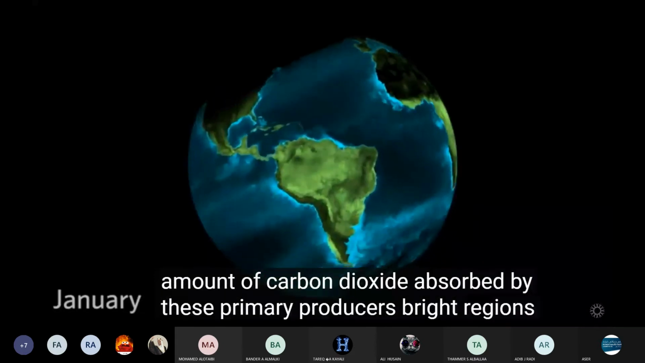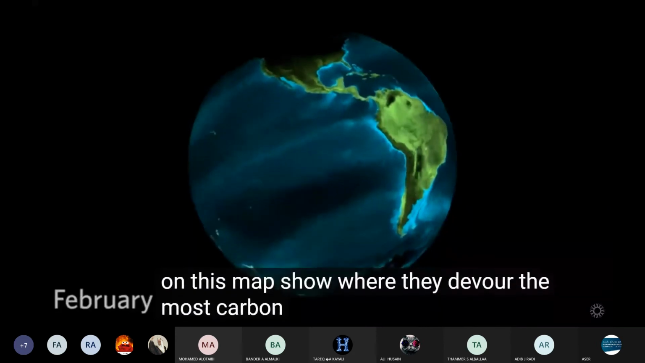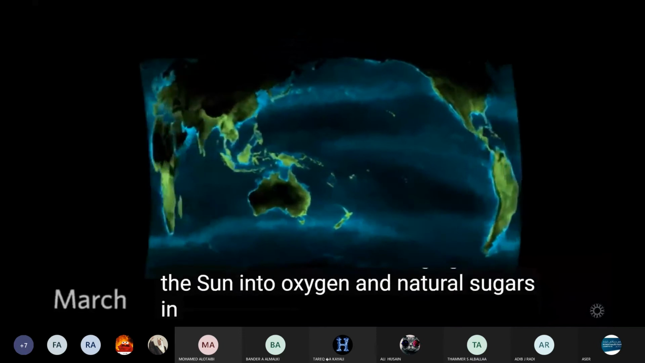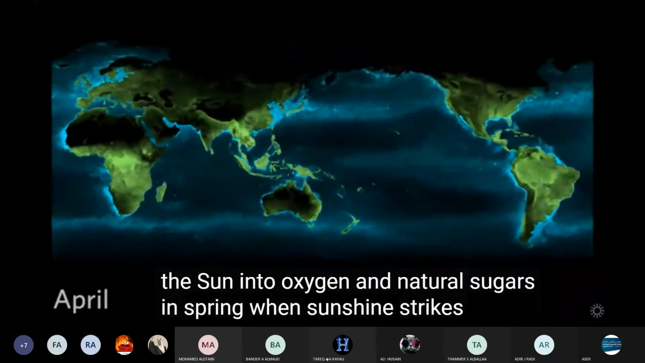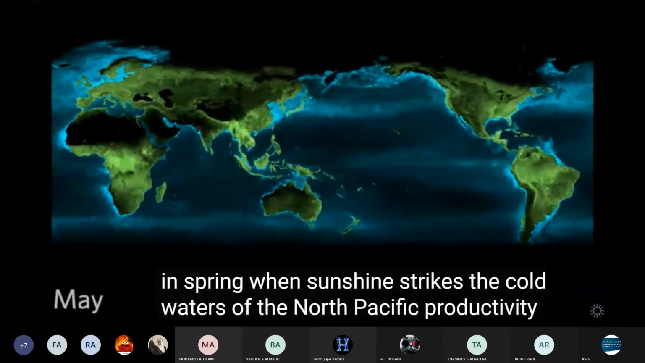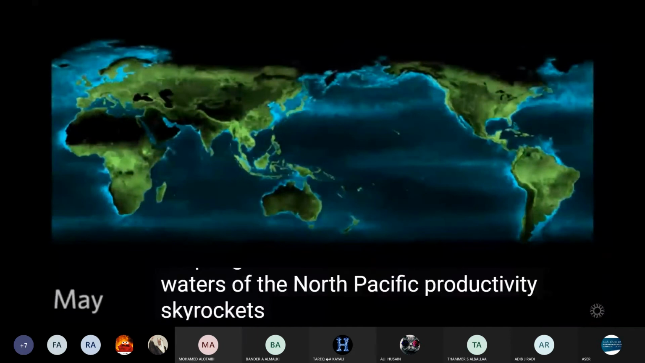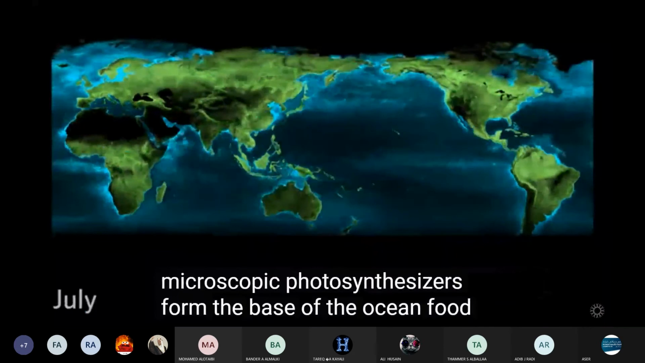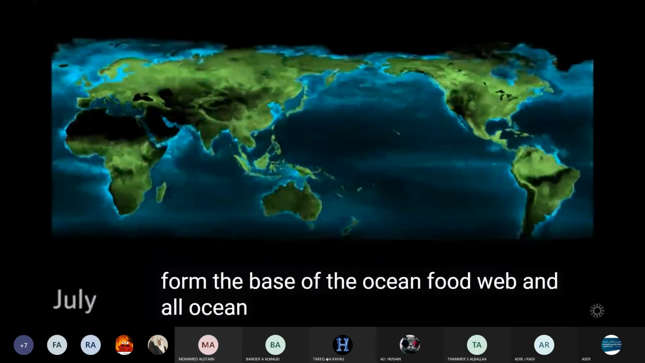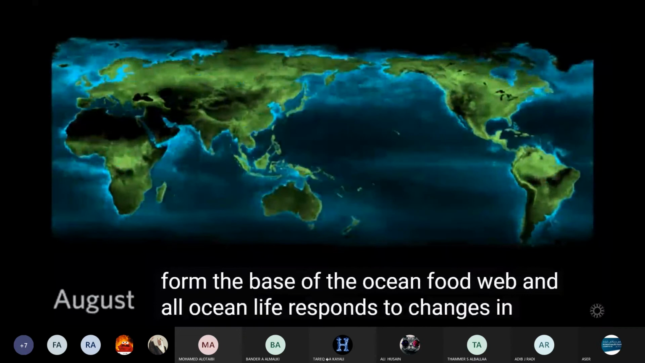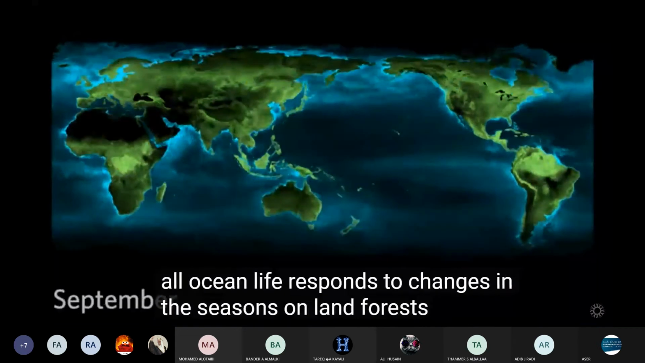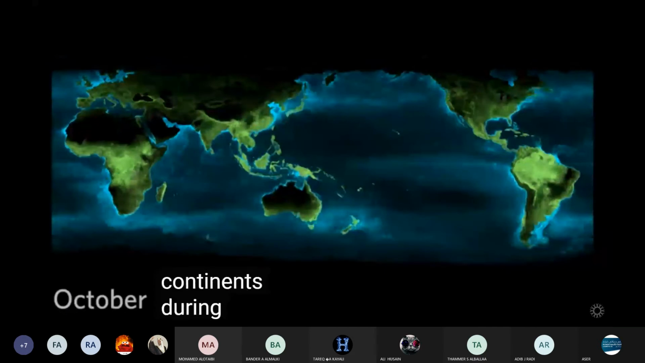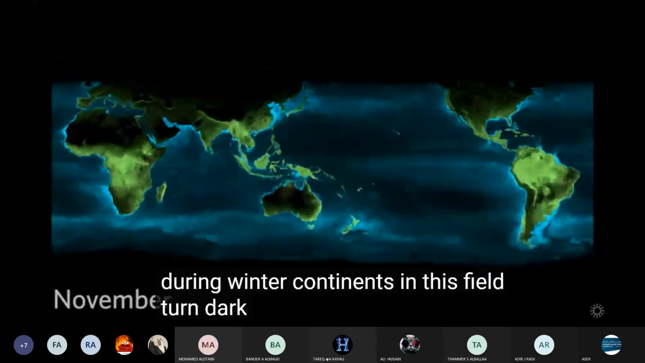Bright regions on this map show where they devour the most carbon dioxide, turning light from the sun into oxygen and natural sugars. In spring, when sunshine strikes the cold waters of the North Pacific, productivity skyrockets. Phytoplankton and other microscopic photosynthesizers form the base of the ocean food web, and all ocean life responds to changes in the seasons. On land, forests grow green during the spring, brightening the continents. During winter, continents in this view turn dark from a lack of photosynthesis.